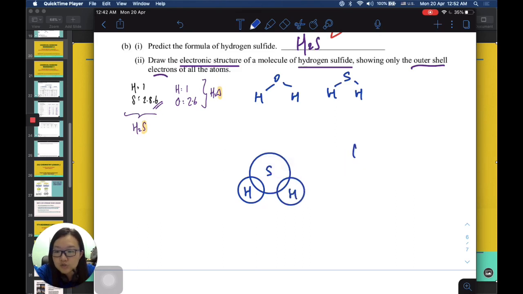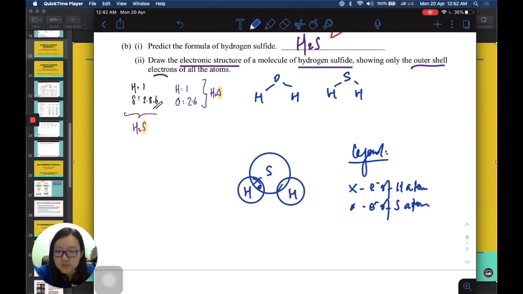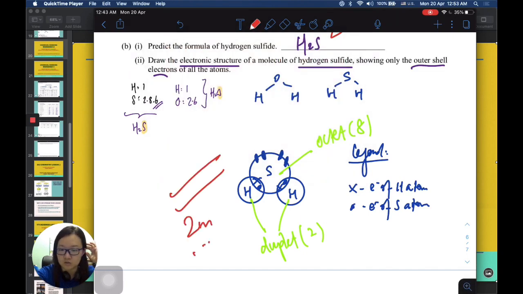In this case, hydrogen is a lot smaller. Put your legend: cross represents electron of hydrogen atom, dot represents electron of sulfur atom. Next, you draw in the bonding electrons. Because it's a single bond, it's just 1 pair, dot cross. Then complete the stable octet for sulfur. Octet means 8, think about octopus. Duplet, D for double, so duplet means 2. Easy. 2 marks. Smiley face. Moving on.